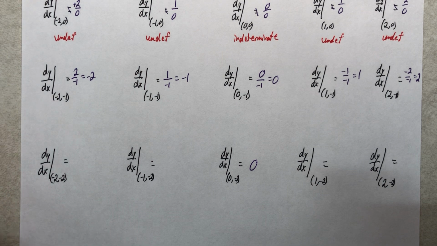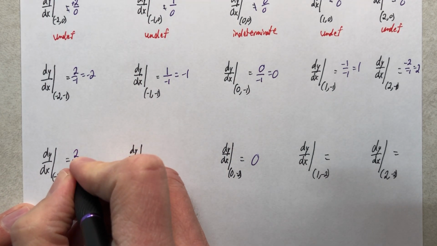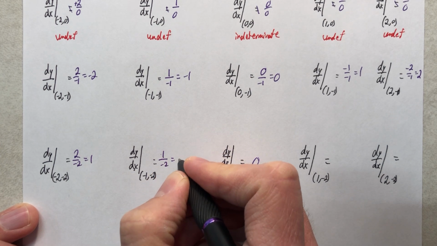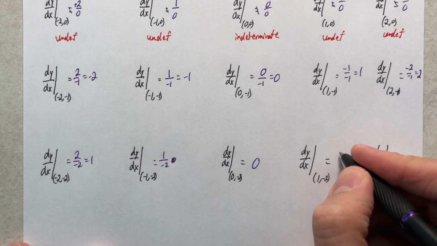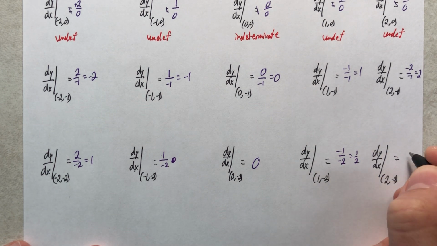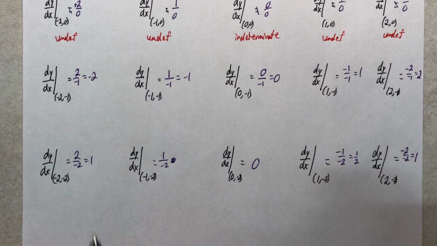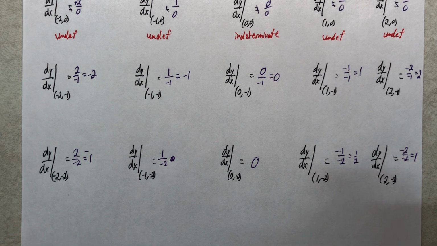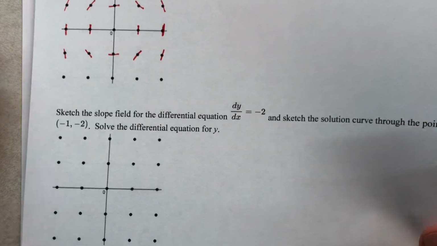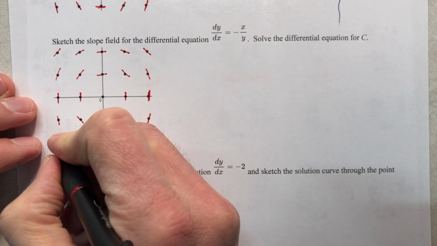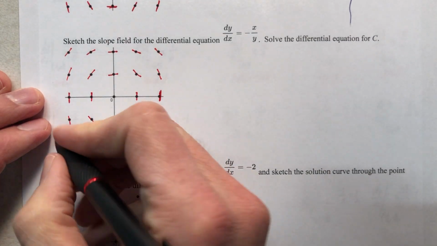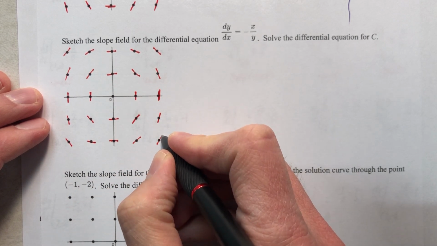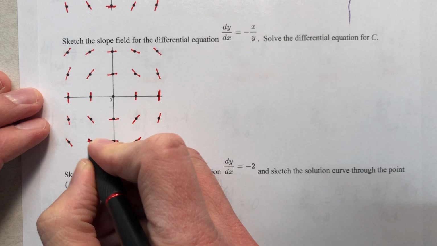And the last one is the opposite of x over y, that's equal to negative 1/2. Okay, negative 1, negative 1 half, 0, 1 half, 1. This should look symmetric, but they don't.